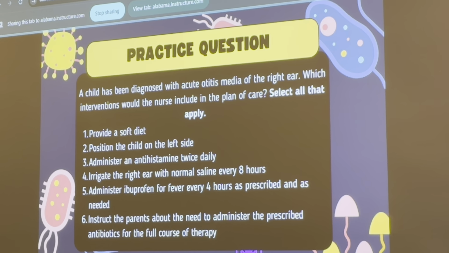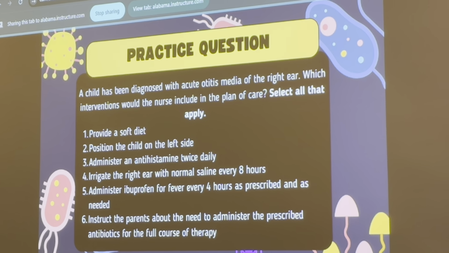A child has been diagnosed with an acute otitis media of the right ear. Which interventions would the nurse include in the plan of care? Select all that apply. Provide a soft diet. Does that make sense? Yes. All right, that's a good one for me. Position the child on the left side. No. Why not? Because you want them around. The infection's on the right side, right? Okay, good. Administer an antihistamine twice daily. No, that doesn't really matter. We don't really need an antihistamine currently.